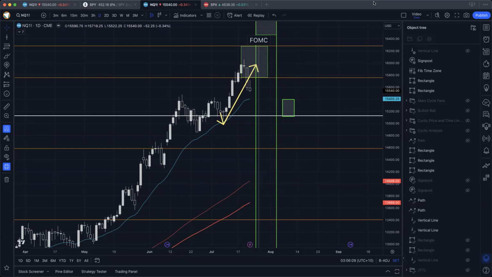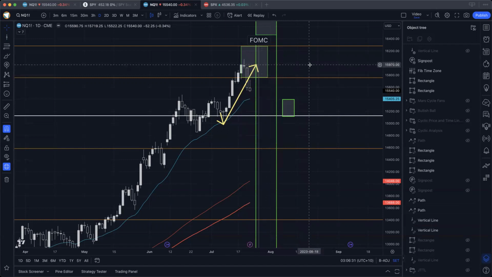Well, we're going to start, as usual, with a review of last week's forecast. It was very good. I'm going to give myself an A for this because we tagged the middle of the target box here and then rejected later in the week. So that was a very successful forecast.